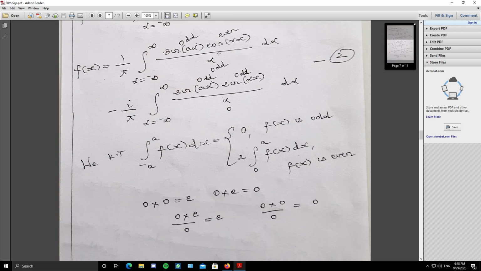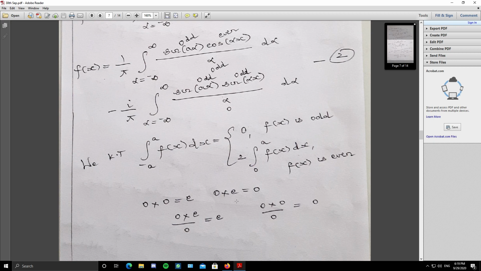So in the first integral, this odd will get cancelled, so you will have the integral as an even function. In the second integral, one odd will get cancelled and you will be left with an odd function. You see, in the first integral, odd into even by odd is even, and here odd into odd by odd is odd.